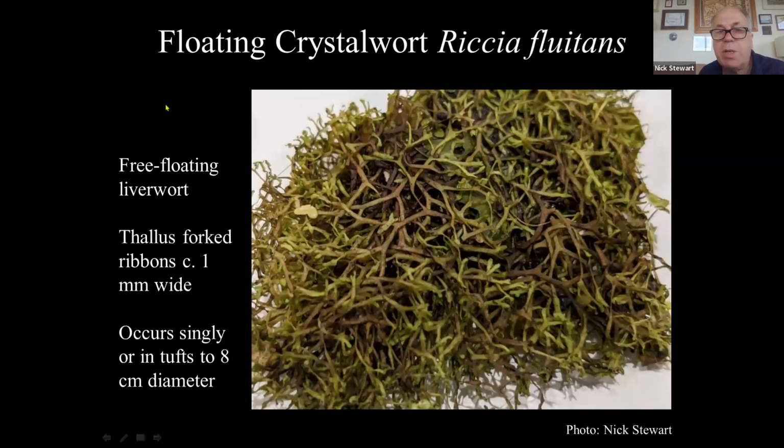There's another liverwort which you may come across. Again, a free-floating liverwort, crystalwort, Ricciocarpus. It has a more obviously strap-shaped thallus, forming sort of ribbons, divided ribbons about 1 millimeter or 2 millimeters wide. Can occur as single plants, but very often grows in tufts, sometimes quite large tufts.